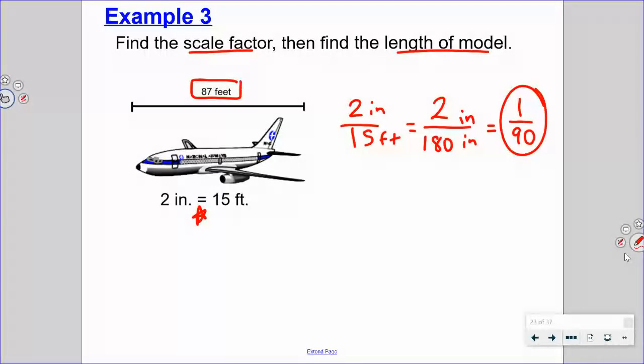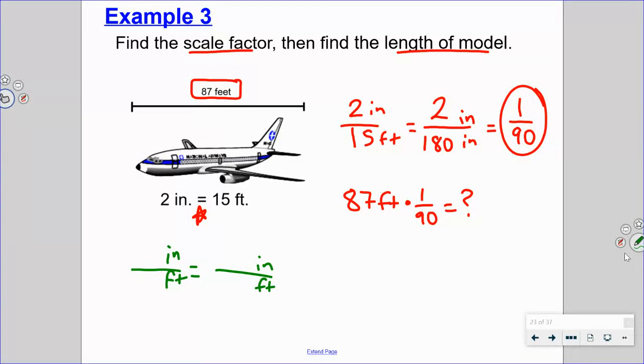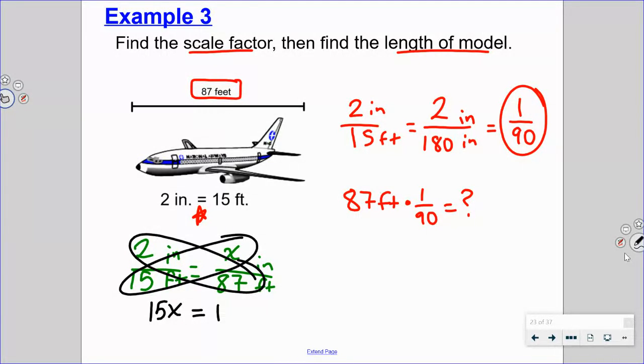Now, I could use the 1 to 90 to find the actual length, but it's kind of messy. So instead, I believe what I will do, as we've done previously, is set up a ratio with the different units. I'm going to look at the ratio that we know. 2 inches is the same as 15 feet of the real plane. I'm going to look at the quantity that we know, the 87-foot length, and then I'm going to set up, wouldn't you know, 15 times x, 2 times 87.